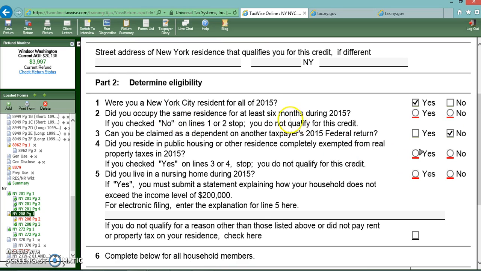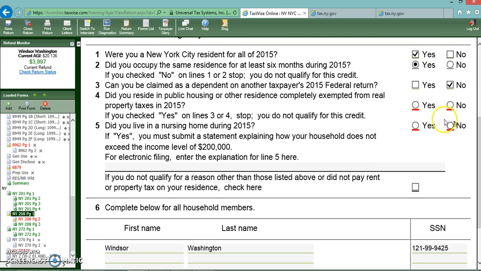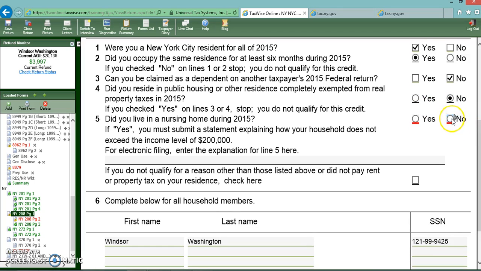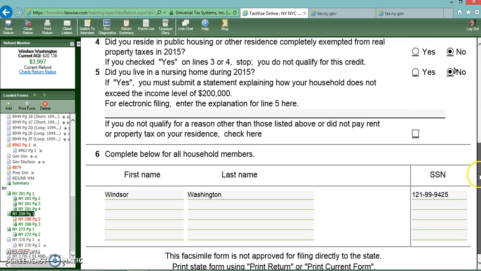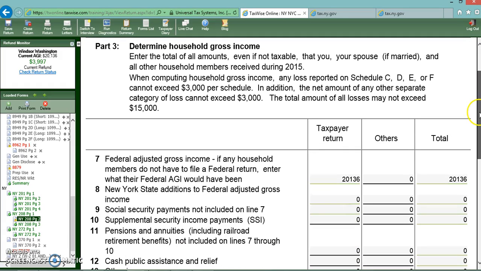Did you occupy the same residence for at least 6 months during 2015? We're going to say yes. The answer could be no, it could be yes. You just fill it out as the taxpayer says. I'm just going with an assumption here. Did you reside in public housing or other residence completely exempted from real property tax in 2015? We'll say no. Did you live in a nursing home? No. The person went to college, so they couldn't have been living in a nursing home. I hope not. All right.